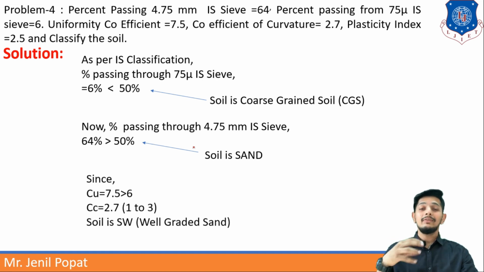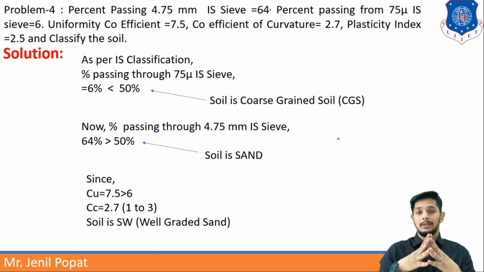Now, if it is sand and Cu is greater than 6, that is 7.5, and Cc is in the range of 1 to 3, that is 2.7, we know from the table that this is a case of well graded sand, which is SW. So that's it. It is very easy, but we have to remember all the data learned in this chapter.